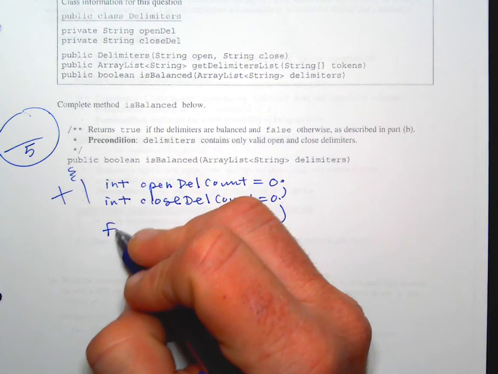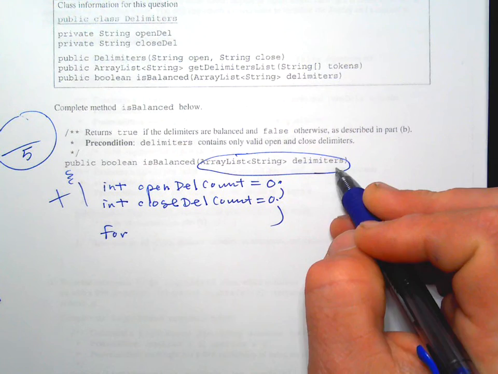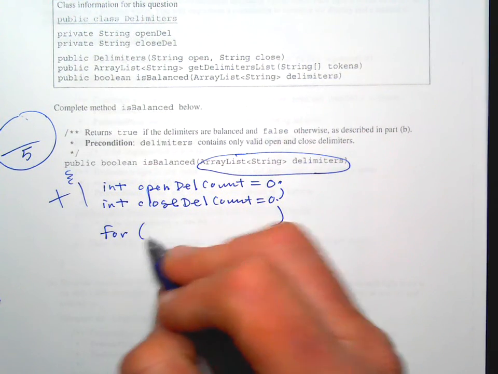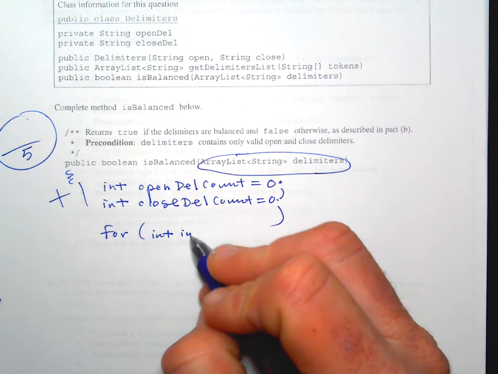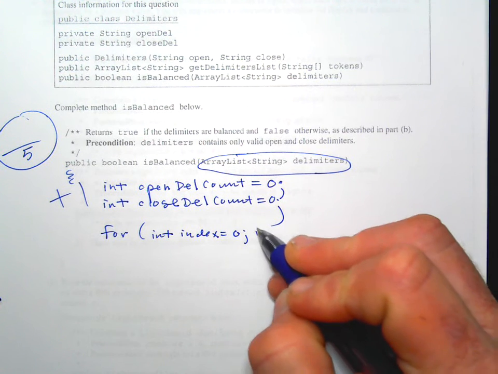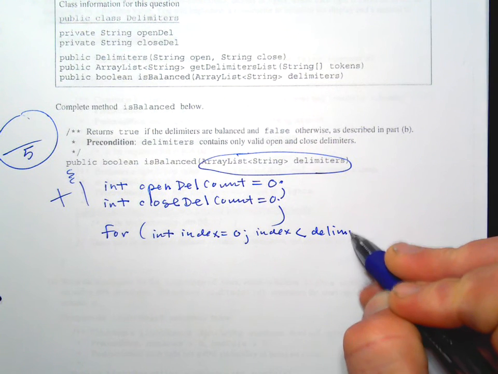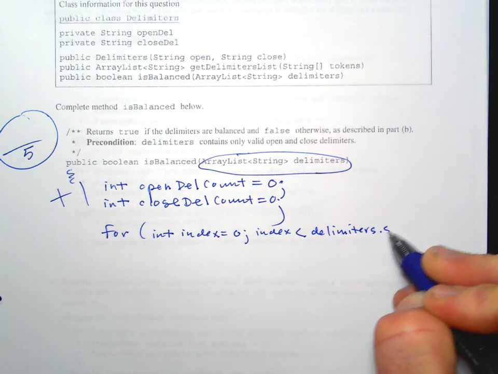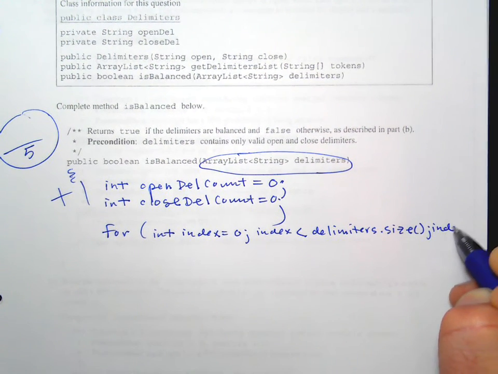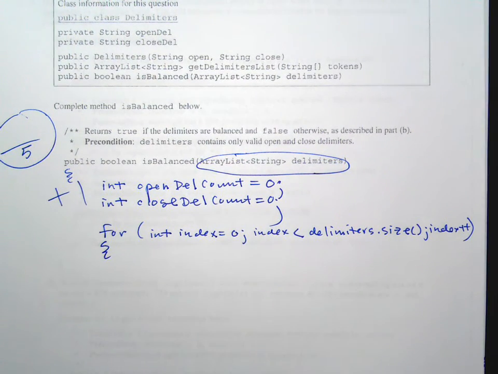Now we're just going to go through, and we've been given an array list called delimiters. So we don't need to worry about how that was done. We just know we're getting one that's full of delimiters. And so we need to go through it. Int index equals 0, and then index is less than delimiters dot size, parentheses, and then index plus plus. Now some of you guys are using for each loops, which are nice, and that could work here too.